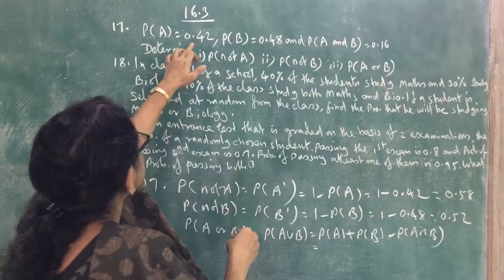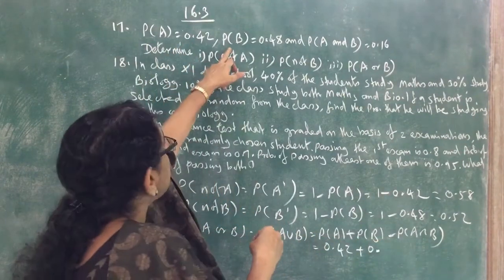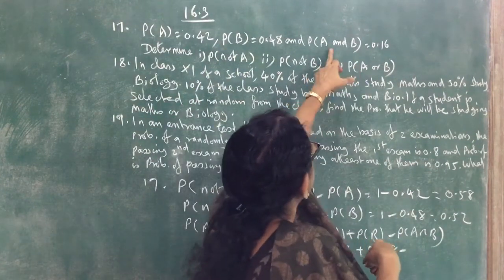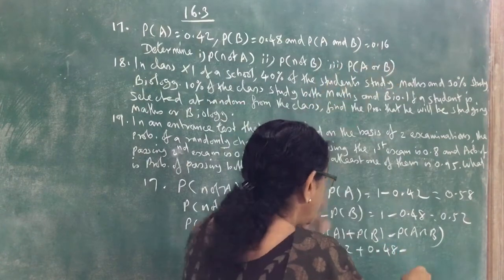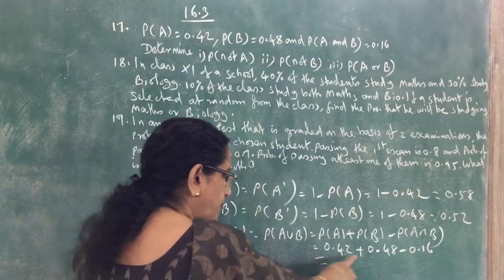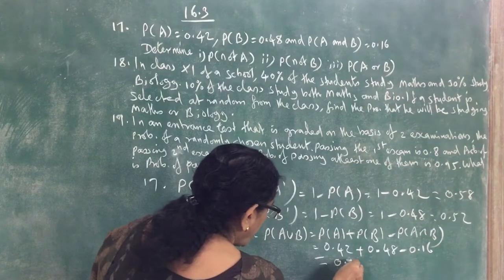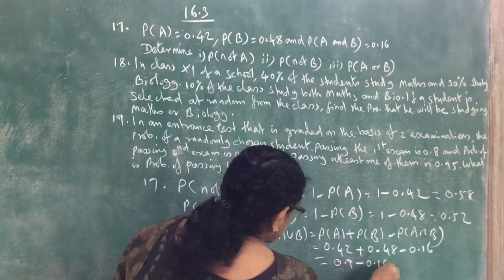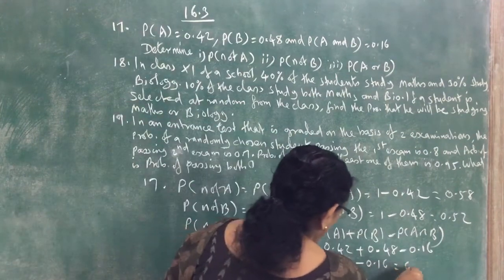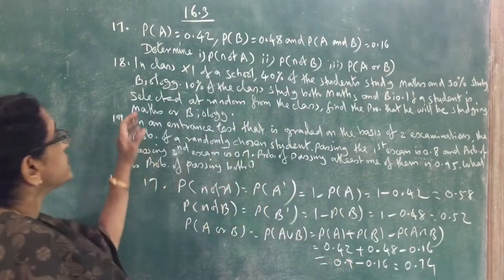So probability of A 0.42 plus probability of B 0.48 minus probability of A intersection B, A and B, that is intersection, 0.16. That is equal to 0.42 plus 0.48, that is 0.9. 0.9 minus 0.16, that is equal to 0.74. So that's the first one.